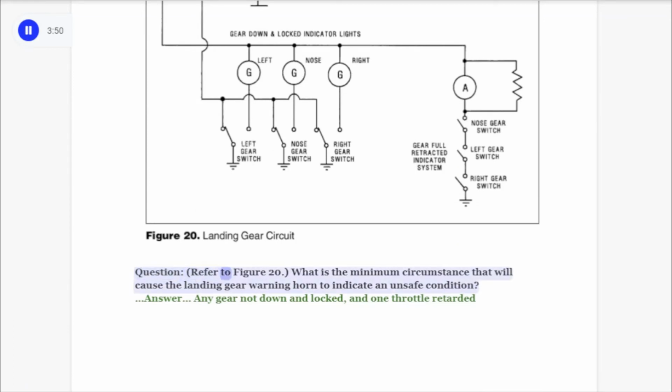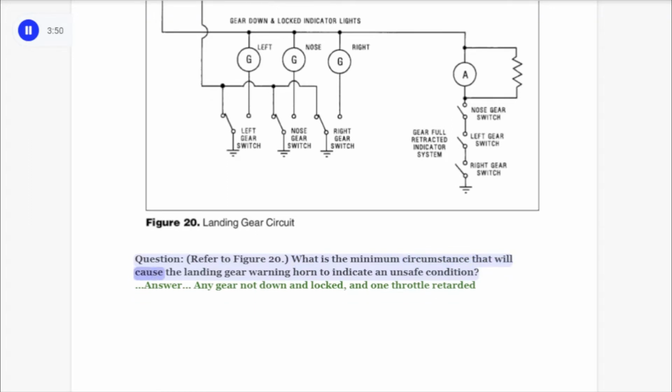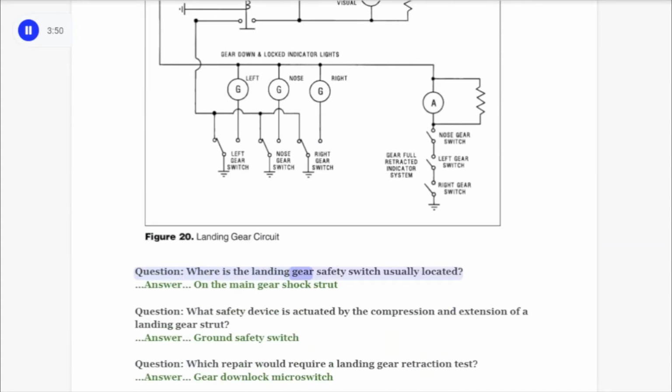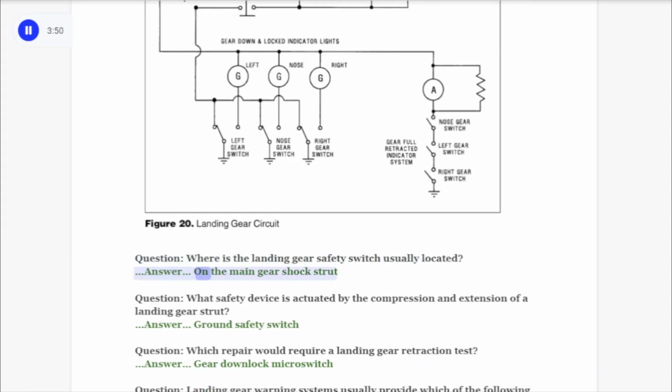Question, refer to figure 20. What is the minimum circumstance that will cause the landing gear warning horn to indicate an unsafe condition? Answer: any gear not down and locked, and one throttle retarded. Question, where is the landing gear safety switch usually located? Answer: on the main gear shock strut.